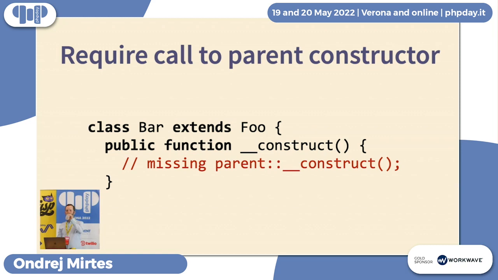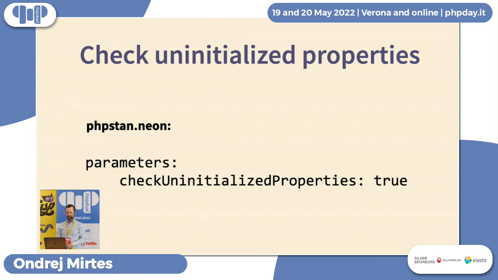There are also some extra options in PHPStan that aren't turned on even by PHP-centric tools. You can find out about them in the documentation, and I'm going to also list them here. So the first one is check uninitialized properties. It's false by default, and you can turn it on.